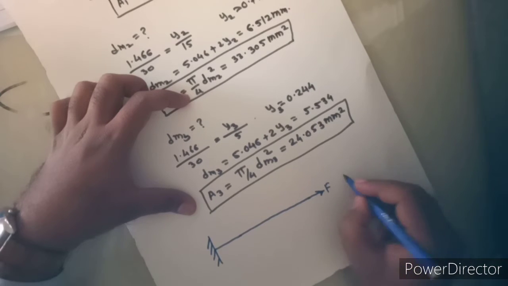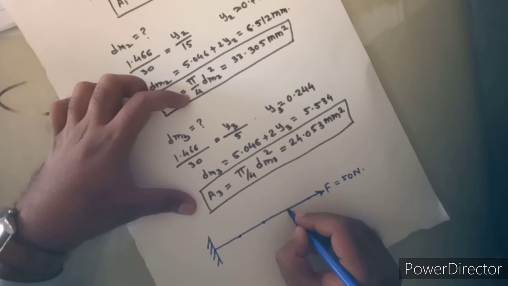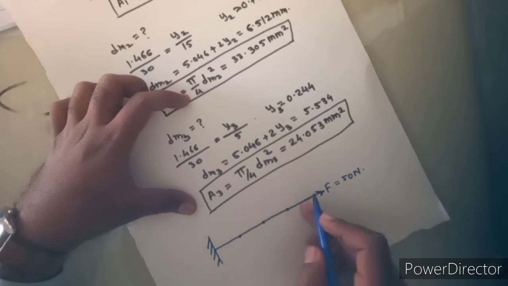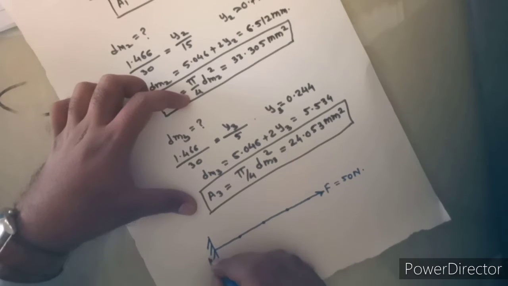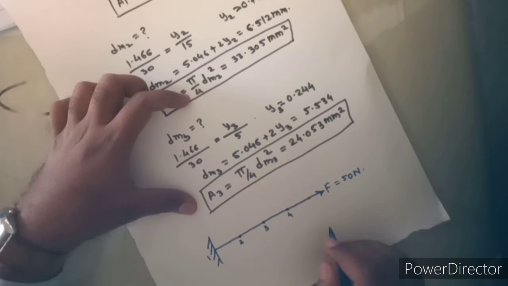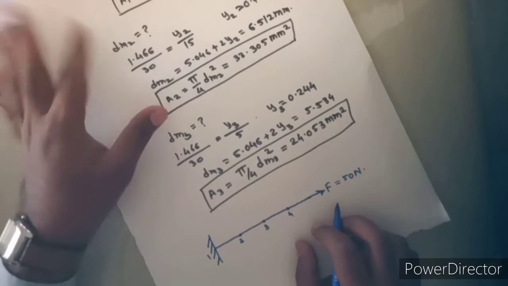Here F is equal to 50 Newton. Okay, you know that. Here, if you consider 3 elements, 1, 2, 3, this is the end of that, then it's a force. Then first node, second node, third node, fourth node. Okay, if it is a 3 element body, then the nodes are four.